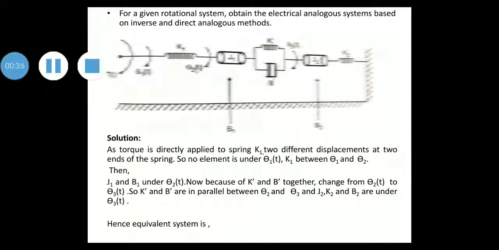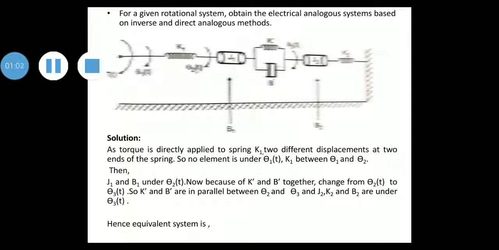So here it is torque T of t applied. This is theta 1 of t. This is K1. This is theta 2 of t. This is J1 and this is B1 friction. This is K dash, B dash. This is theta 3 of t. This is J2. This is B2. This is K2. We'll go for the solution.